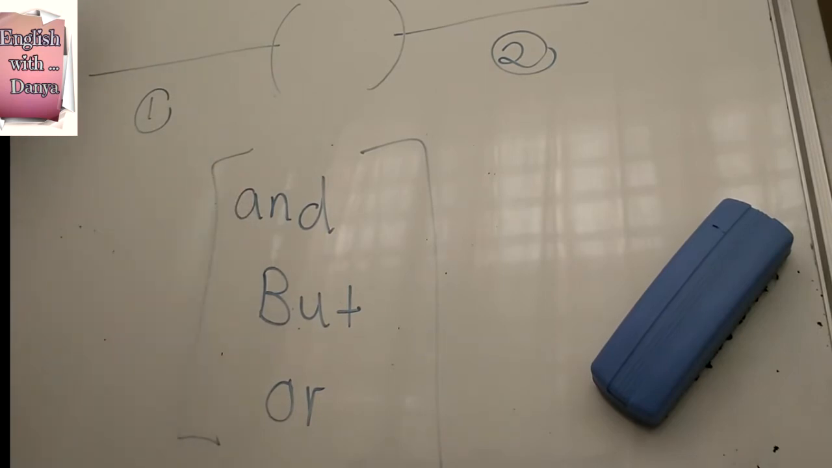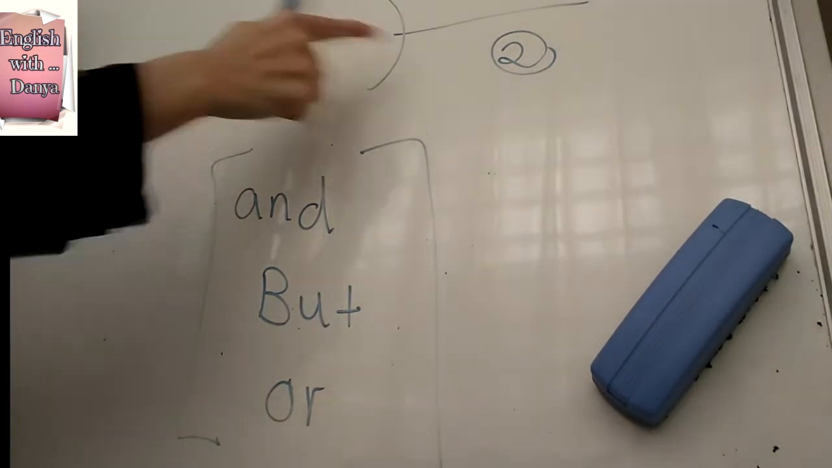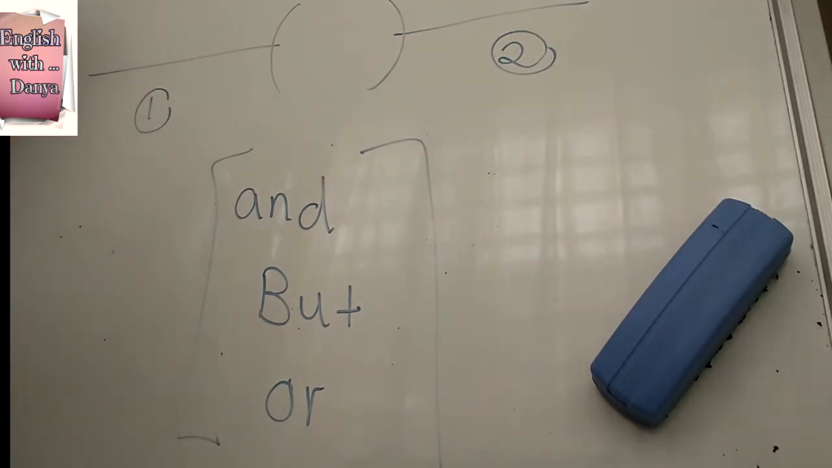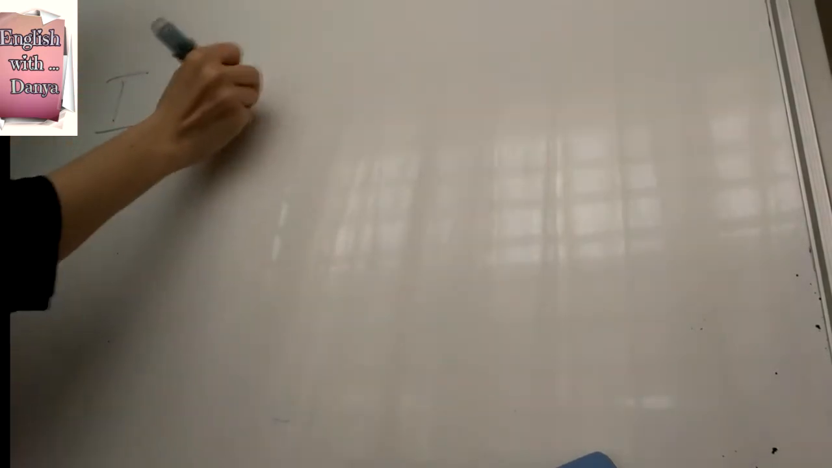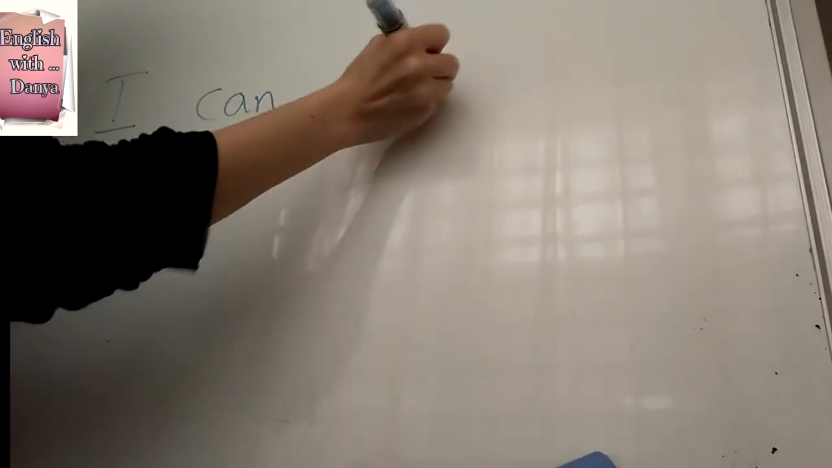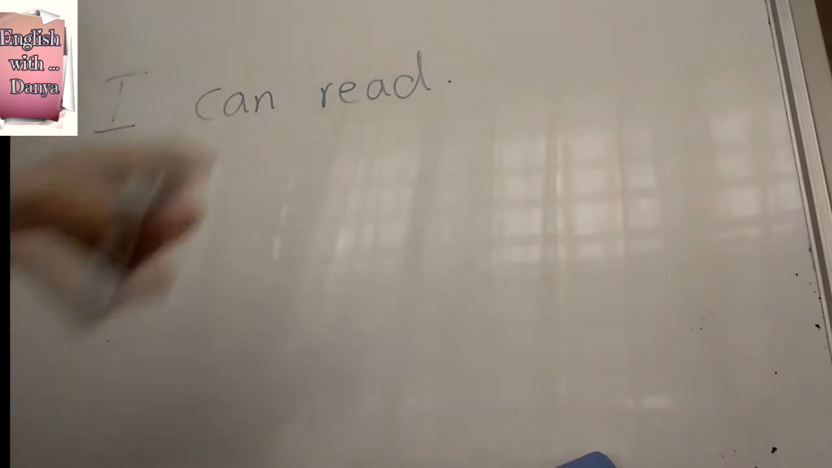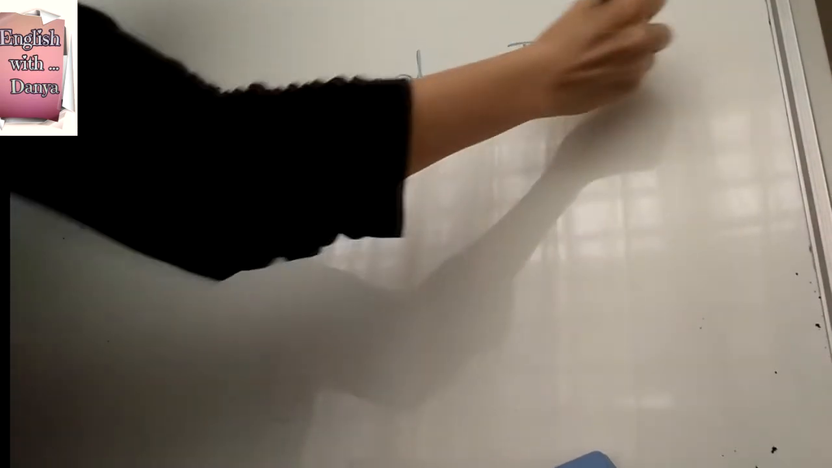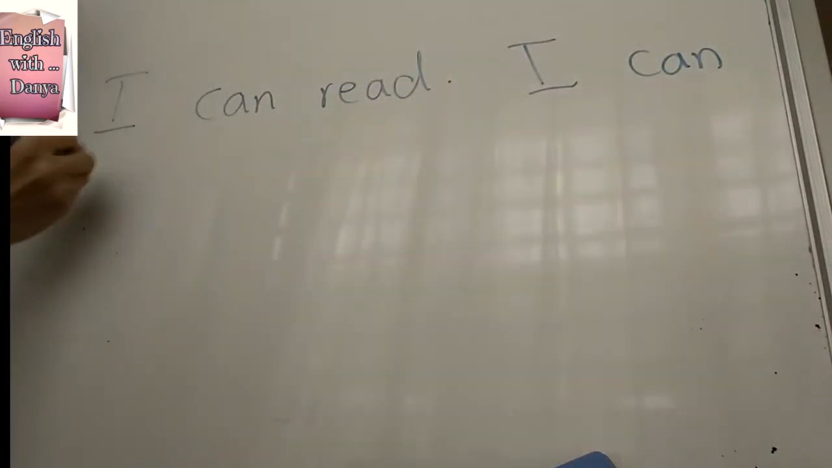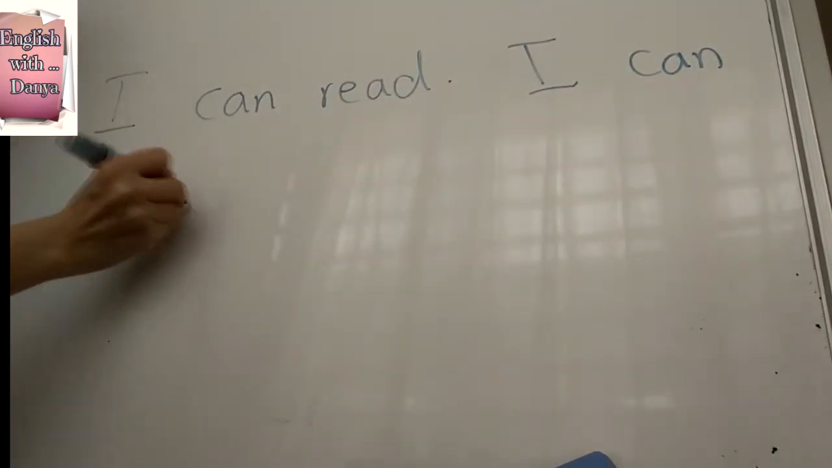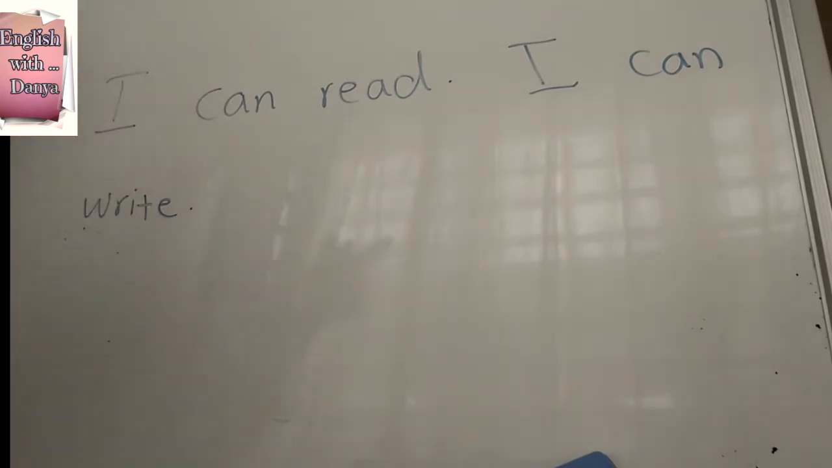When are we supposed to use and? We are supposed to use it to connect between two sentences that are related to the same thing, that talk about the same thing, all right? Like, for example, when I say I have two sentences, like sentence number one, I can read. So here we have subject, verb, and object. The second sentence, I can write.